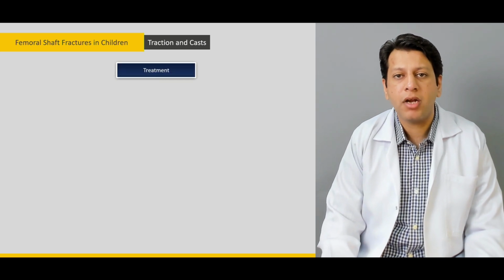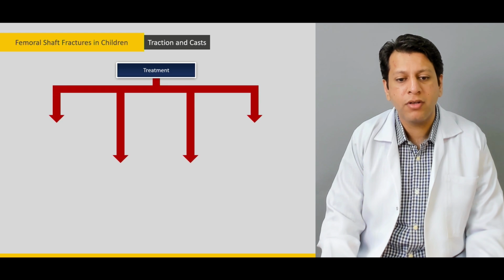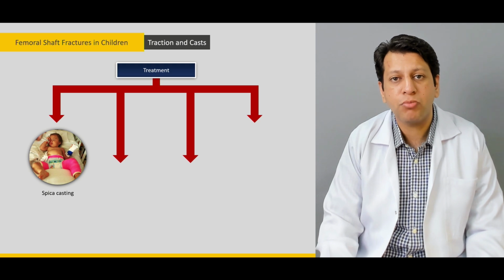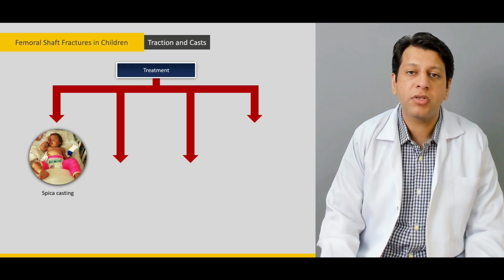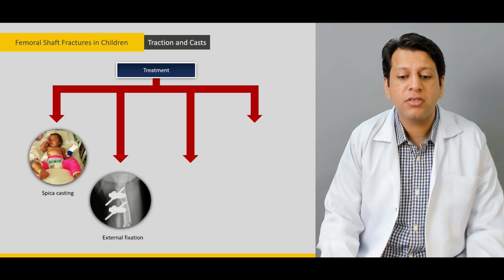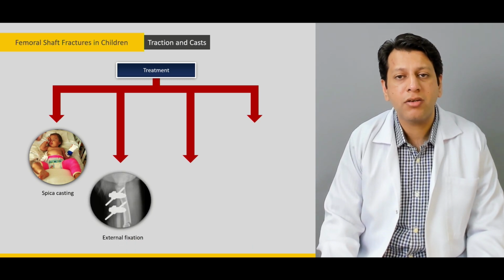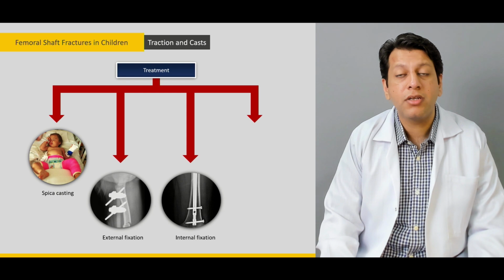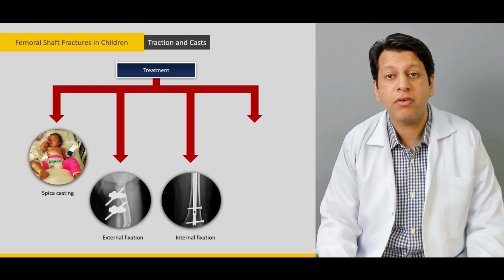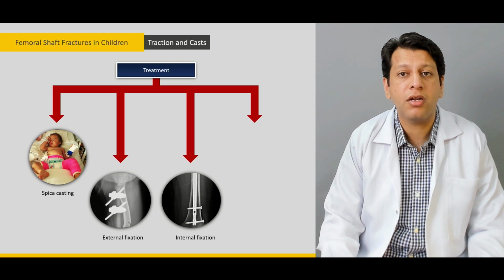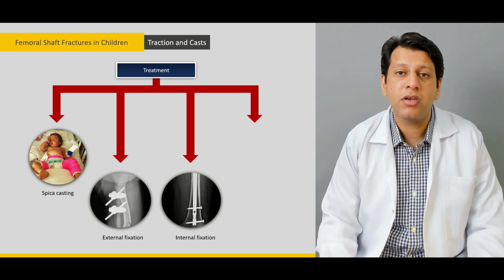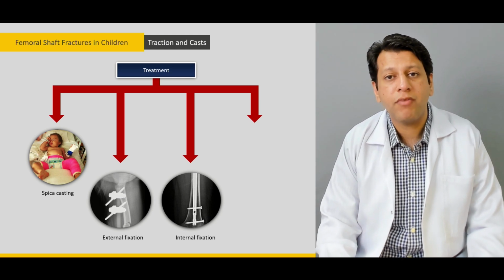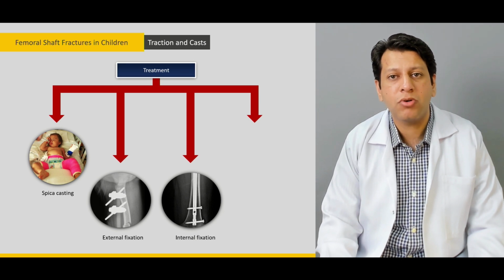Now coming to traction and cast in children. The mainstay of treatment of femoral shaft fractures in children is non-operative. This includes the spica cast. As I told you, if the age is from 6 months to 5 years, the most important is the spica cast. If less than 6 months, we can go for a Pavlik harness. Other is external fixation, but it is rarely done because open injuries of the femur are rare in the pediatric population. Then there is internal fixation, which could be flexible intramedullary nails or interlocking intramedullary nails. Usually when the age is 5 to 10 years, the best way is a flexible nail because the physis is open. But after 10 or 11 years, we can go for an interlocking intramedullary nail.